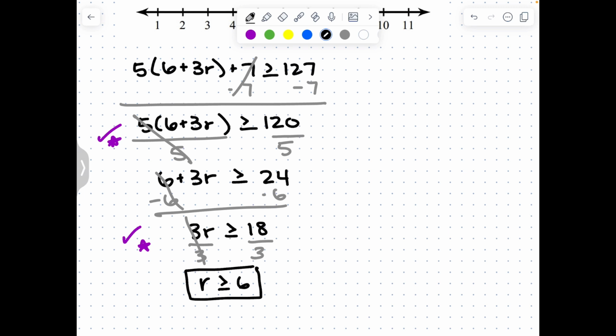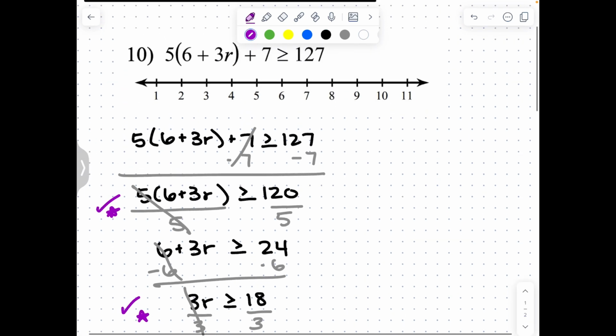So there you go. We have solved it. We know that r is greater than or equal to 6. Now we just need to graph the solution. So we'll come back up to our number line. There's our 6. We are going to use the solid circle, and we need the r's that are greater than, so we're going to shade to the right.